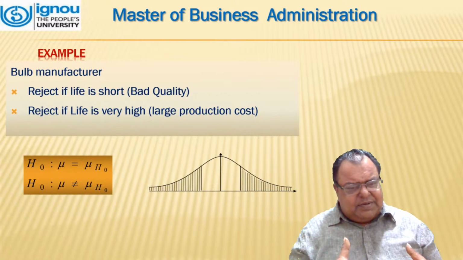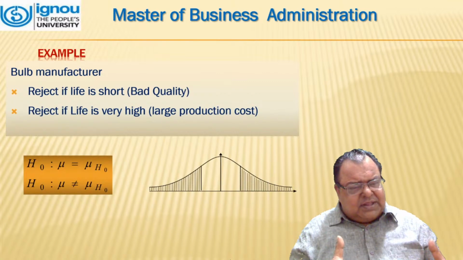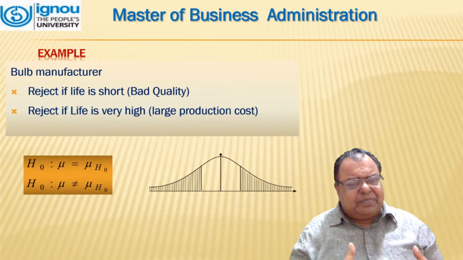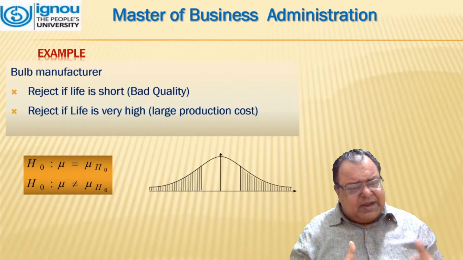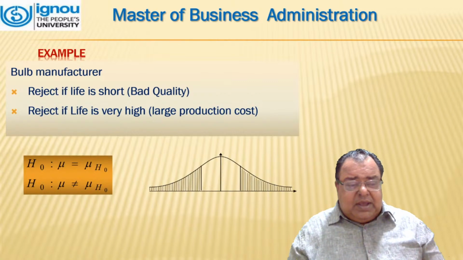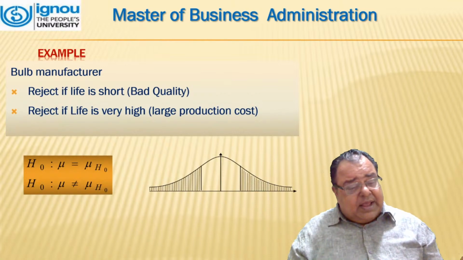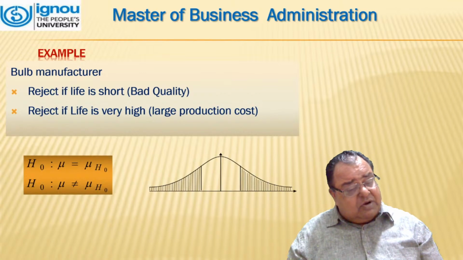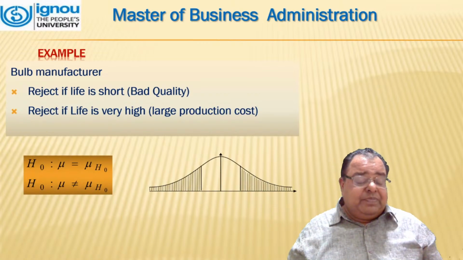Here are some conclusions. We are considering a case of a bulb manufacturer. Two conditions are there: if life is short and if life is very high. We reject if the life is short, that is, of bad quality, and we reject if life is very high, because of large production cost. So how is the hypothesis made? H naught is mu equal to mu H naught, and the alternate is H1: mu is not equal to mu H naught.